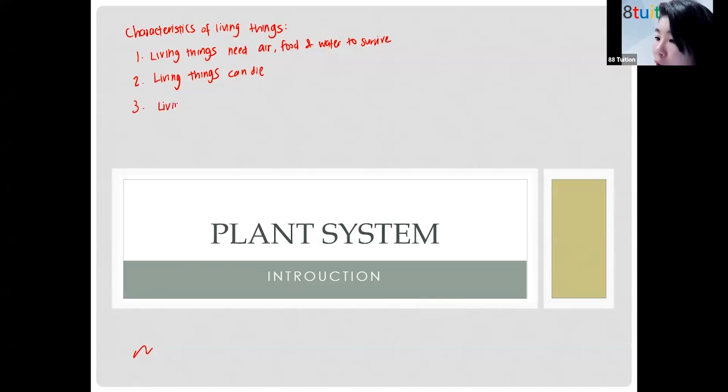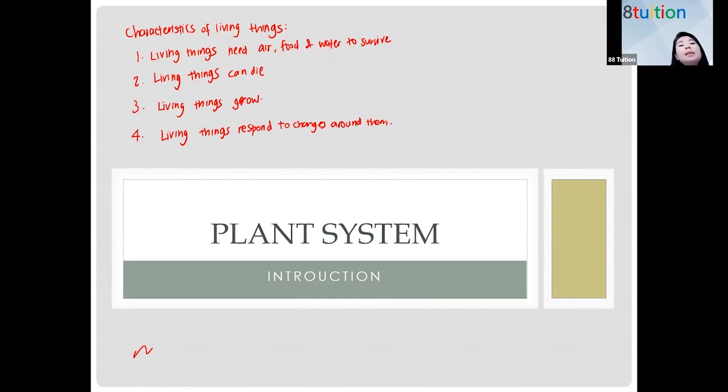Okay, living things can grow. So all living things grow. All right. Number 4, living things respond to changes around them. So for example, if I see a caterpillar or a millipede on the floor, and I go and poke the millipede, the millipede will curl up into a ball. That is an example of living things responding to changes around them.